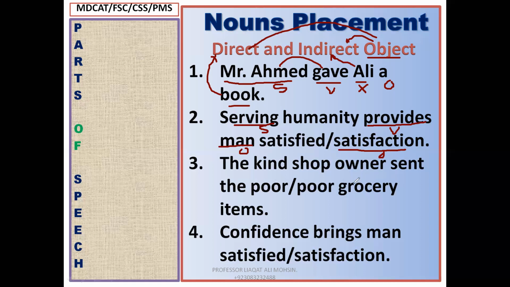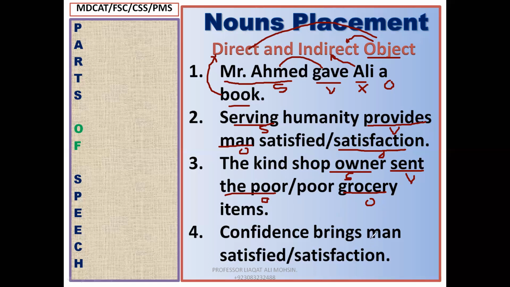The kind shop owner sent the poor grocery items. Now see again, find out the verb first of all. The verb is sent, and who sent? Owner. What was sent? Grocery items. This is the object, and the poor and poor: the poor is a noun, poor is an adjective, and definitely this is the place of an object, and it should be a noun. And definitely it is the indirect object because the owner sent grocery items.